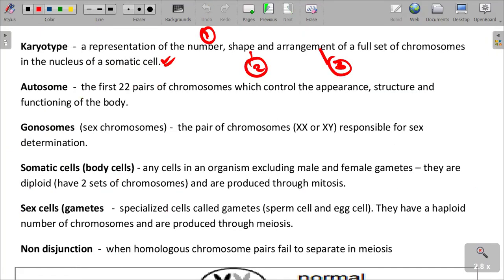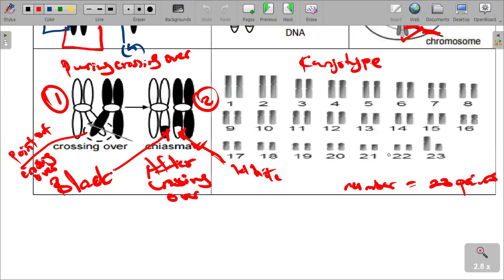In terms of the shape, I want you to note that if you look at the shapes of these chromosomes, they are not identical to each other. Number 23 has its own different shape, which is different also from number 4 and also different from number 17 and so forth. So this diagram represents the karyotype, which I have defined as you have heard now.